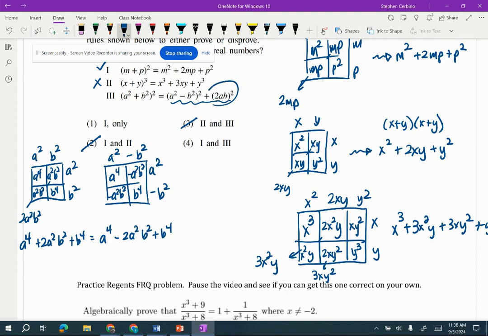But then remember, we have to deal with this, so we're squaring something. So 2 times 2 is 4, a times a is a squared, and b times b is b squared. And then just like before, we have like terms here and here. So this one is actually going to be true as well, because when I combine those like terms, I'm going to get 2a squared b squared. So 1 and 3 both work, giving us choice 4.